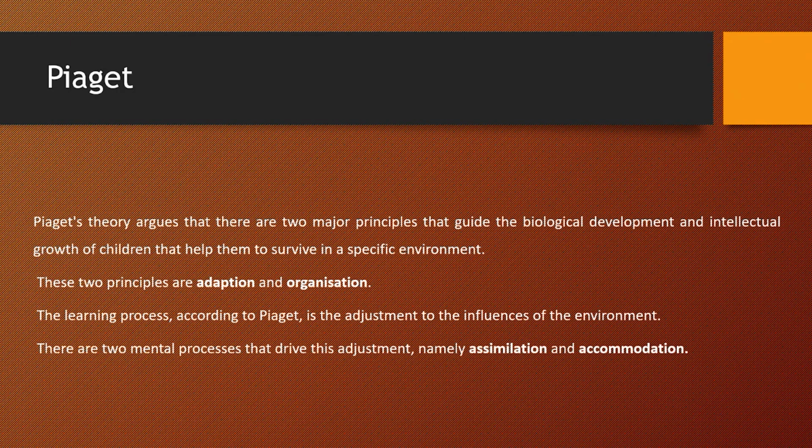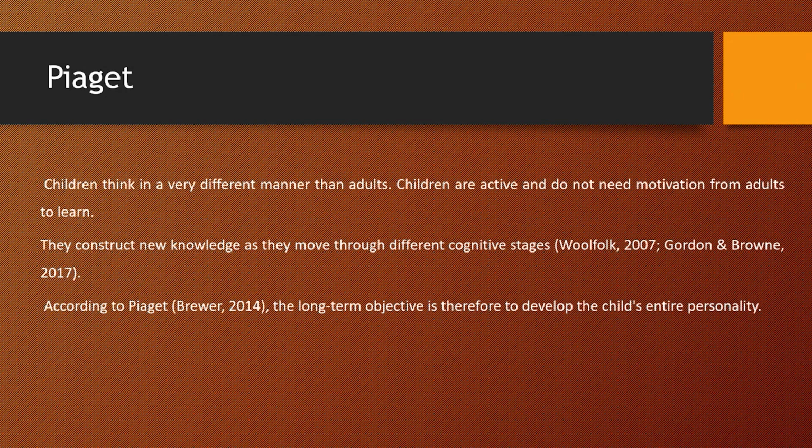The first father of constructivist theory was Piaget. Piaget's theory argues that there are two major principles that guide the biological development and intellectual growth of children that help them to survive in a specific environment. These two principles are adaptation and organization. So the learning process, according to Piaget, is the adjustment to the influences of the environment. There are two mental processes that drive this adjustment, namely assimilation and accommodation.